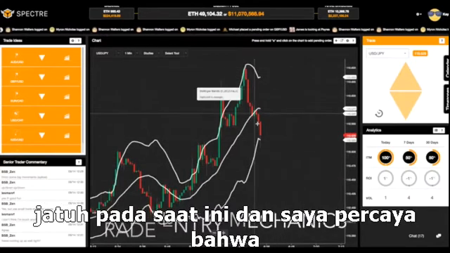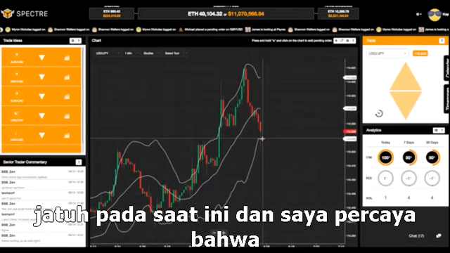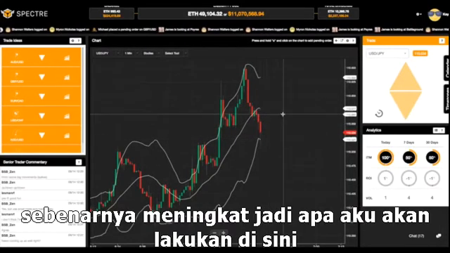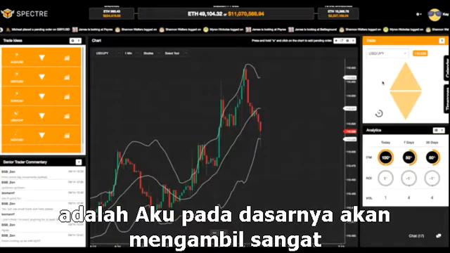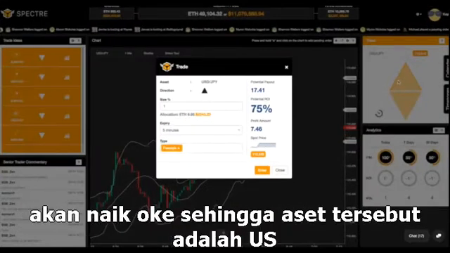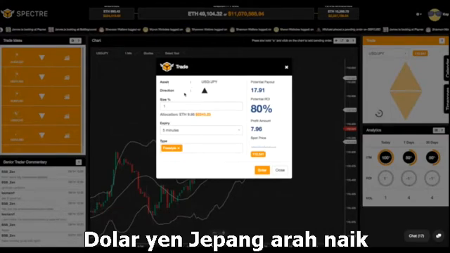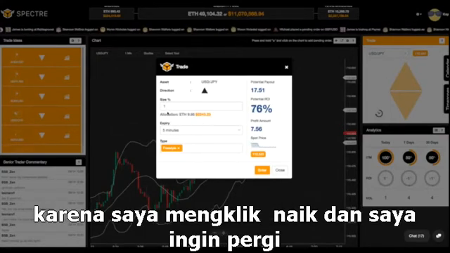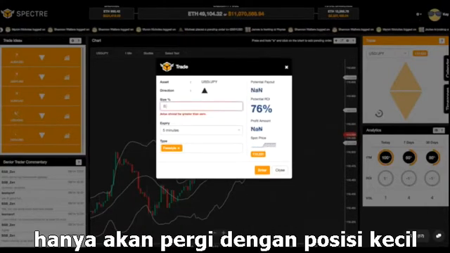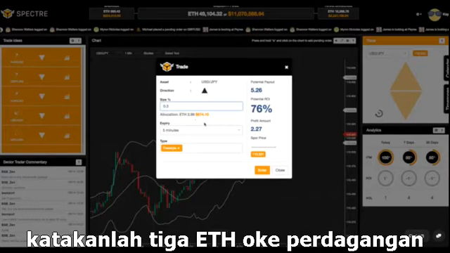The price is falling at the moment, and I believe that it's hit a lower boundary, so it may actually rise. So what I'm going to do here is take a very short-term trade that I believe is going to go up. The asset is US dollar Japanese yen. The direction is up because I clicked on up, and I want to go in really small. 9 ethers is a lot. I'm just going to go in with a small position, let's say 3 ethers.